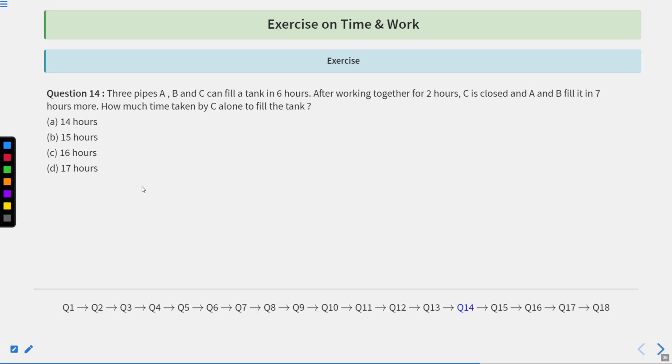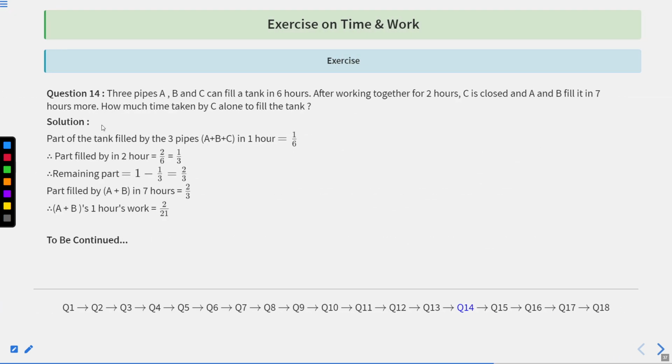Question number 14. 3 pipes A, B and C can fill a tank in 6 hours. After working together for 2 hours, C is closed and A and B fill it in 7 hours more. How much time is taken by C alone to fill the tank? So the part of the tank filled by the 3 pipes, A plus B plus C, in 1 hour is equal to 1 upon 6. Therefore, the part filled in 2 hours will be 2 upon 6, that is 1 upon 3. Therefore, the remaining part is equal to 1 minus 1 upon 3, that is 2 upon 3.